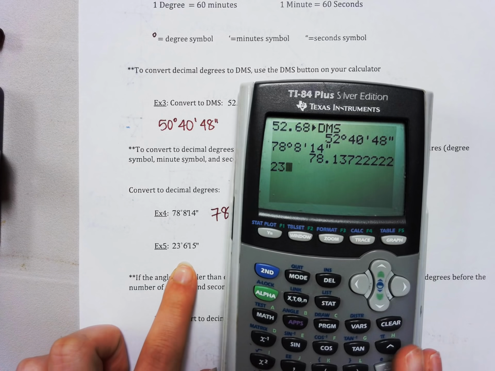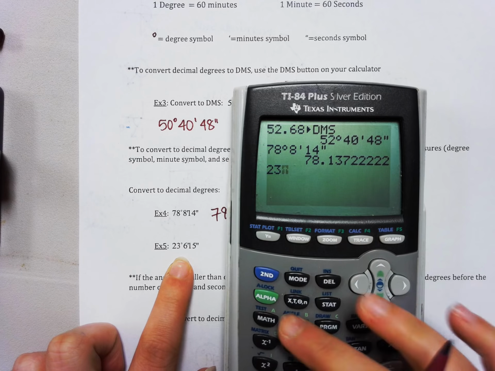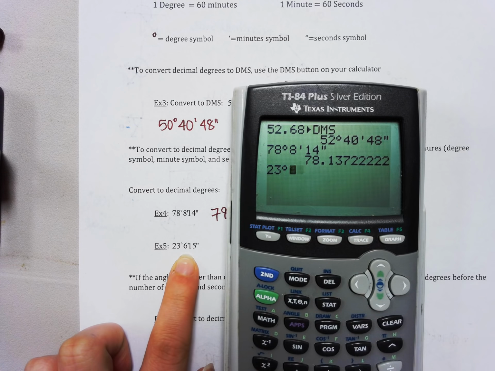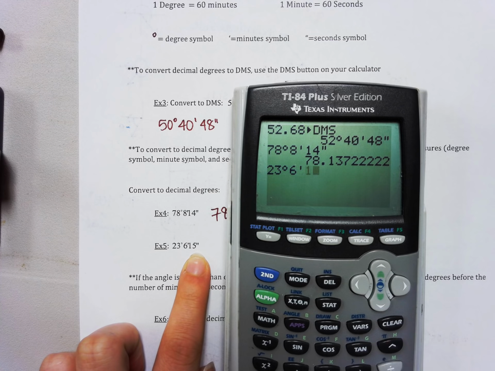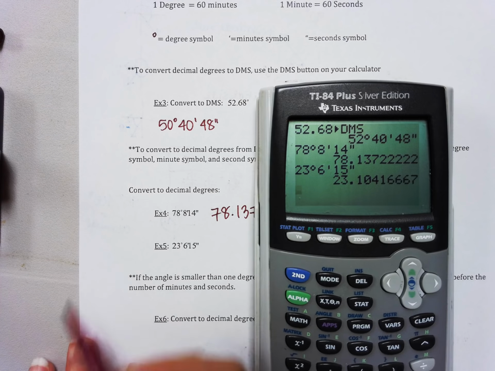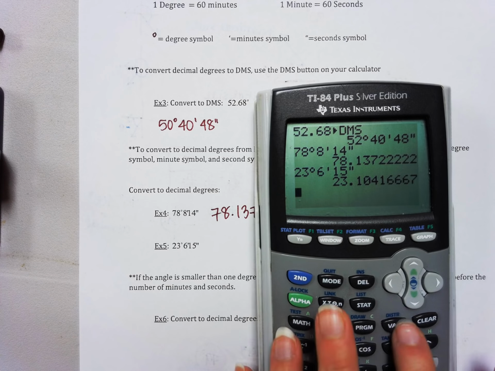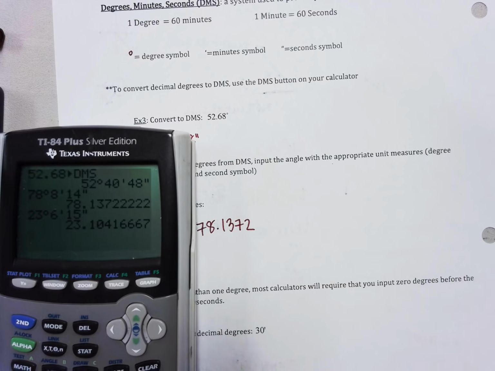Again, I'm going to put in 23, put in my degrees, 6 minutes, put in my minutes, and then 15 seconds. Alpha plus, there we go. And I'll get 23.01042.